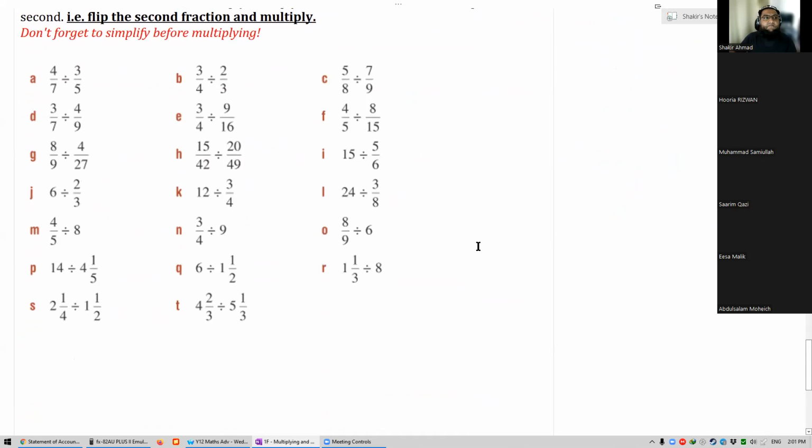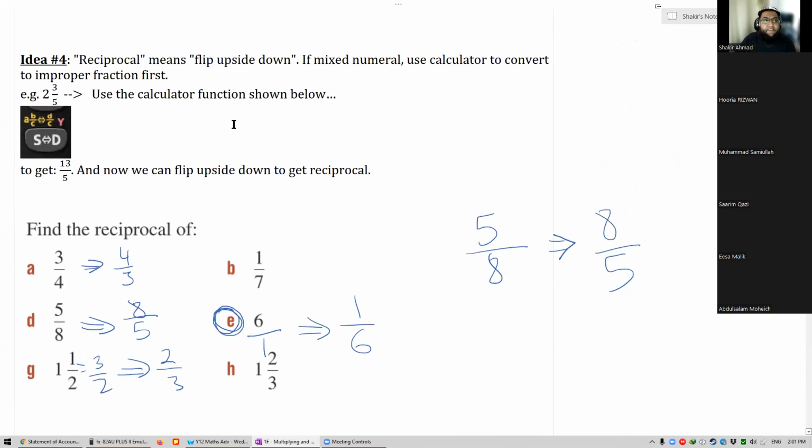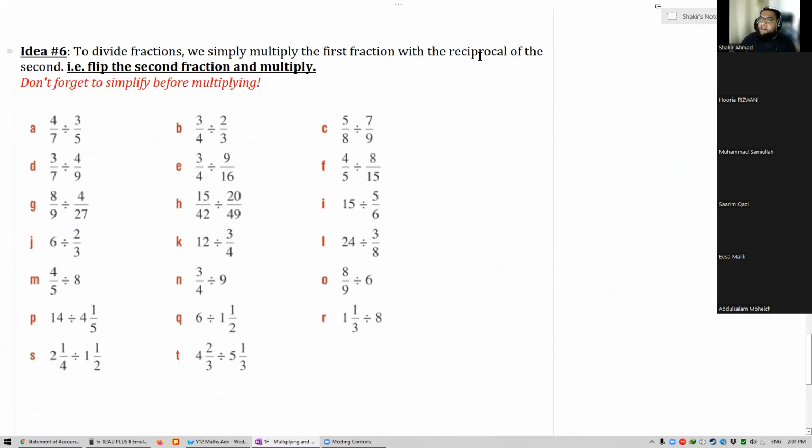So idea number 6. To divide fractions, we simply multiply the first fraction with the reciprocal of the second. Now, if you remember, reciprocal means flip upside down. I purposefully chose to use this term because you do need it. That's why we learn reciprocals, right? So you flip the second fraction, multiply. You multiply the first fraction with the reciprocal of the second. So that's how you divide fractions. This is actually just a multiplication question in disguise. That's actually 4 over 7 times reciprocal of the second, and that's 5 over 3.